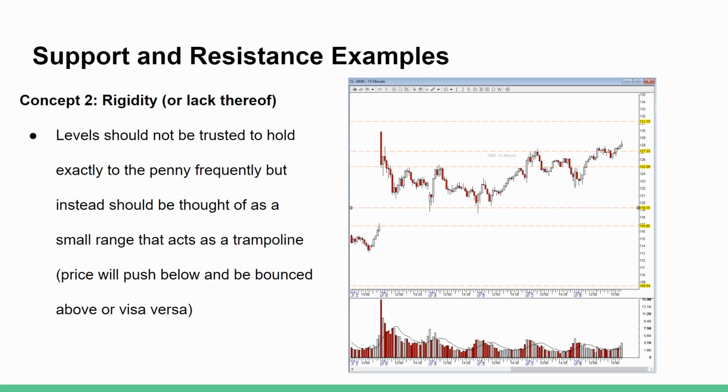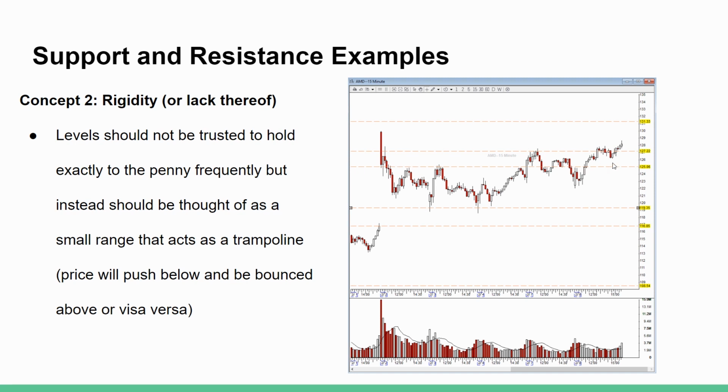So we already talked about the market psychology on the previous slide, so I'll jump into concept 2 here and talk about rigidity or lack thereof. So this is just an example of that concept. I said before, levels should not be trusted to hold to the penny, and you can see on this chart clearly these lines that I've drawn are support and resistance, but they are definitely not to the penny, right? If you think about this line here, it was tested here, it was tested here. Both times it kind of rejected.